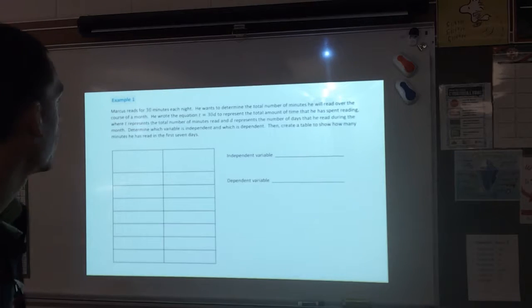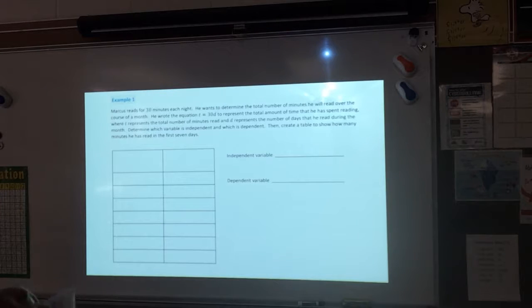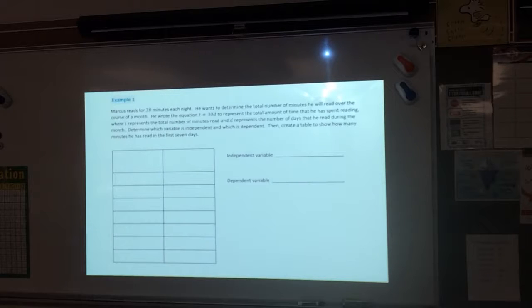You have this on your paper. It is right there. Let's read it together. Marcus reads for 30 minutes each night. He wants to determine the total number of minutes that he will read over the course of a month. He wrote the equation t equals 30d to represent the total amount of time that he has spent reading, where t represents the total number of minutes read and d represents the number of days that he read during the month. Determine which variable is independent and which is dependent, and then create a table to show how many minutes that he has read in the first 7 days.